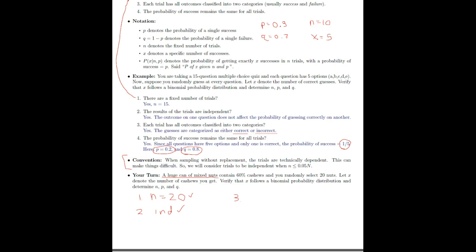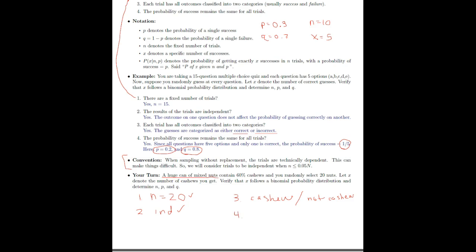So part 3 was that each trial has to be classified into 2 categories, success and failure. That is true here, right? We have basically 2 categories. Cashew is one of them, and that would be considered the success. And the other one would be, well, there are many different types of nuts, but we can classify all of them together as not cashews, which would be considered the failure.